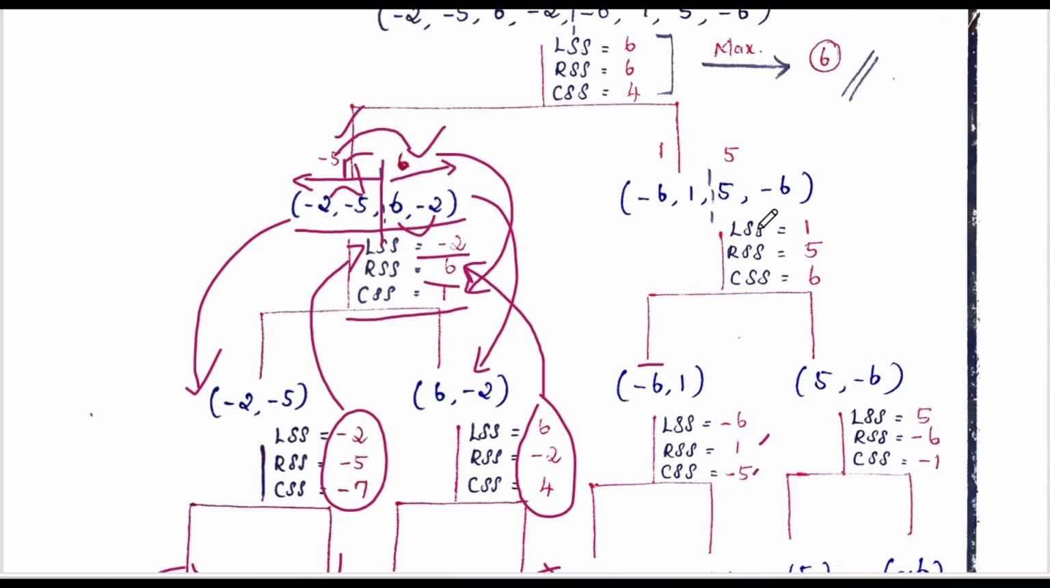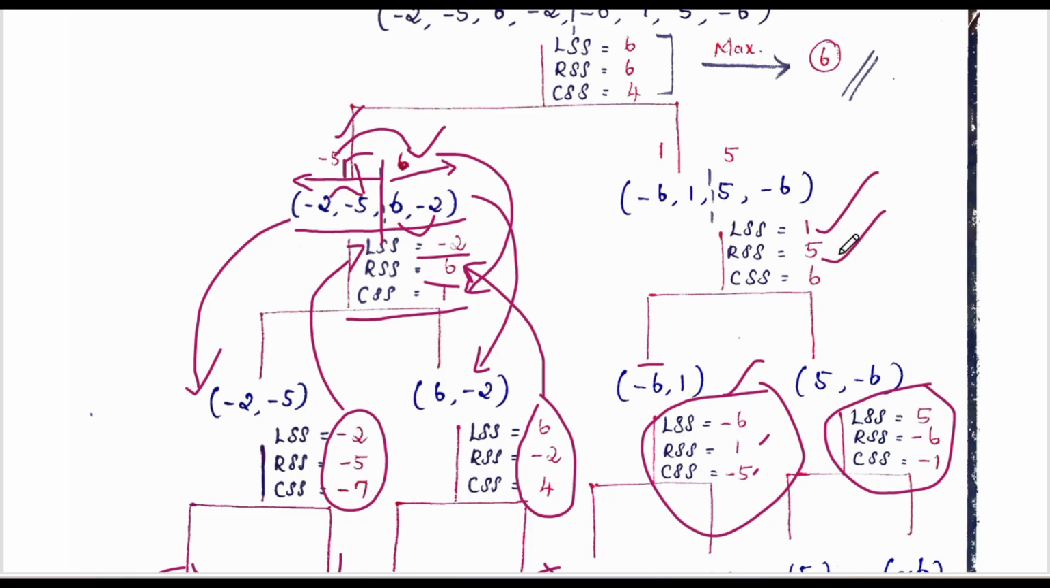Then move here. So LSS, this is the left part, this is the right part. Which one is maximum? Here 1 is maximum, right? Which one is maximum here? 5 is maximum. Then find the CSS. Split the array into two parts, left and right. Left starts from 1, right starts from 5, right? Then what is the first value? 1. 1 minus 5, that is minus 5, right? 1 minus 6, that is minus 5. The value will decrease, so don't take that value.